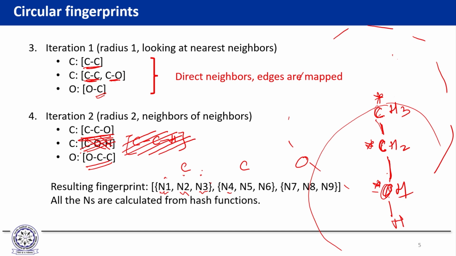So what is really happening? We are writing down the results or descriptors of every iteration in the form of a string. Now this string will become the input for the hash function, and that hash function is going to result in a numeric output. Those numeric outputs are what we call N1, N2, N3 for the first carbon, N4, N5, N6 for the second carbon, and so on. So all of these N values are going to be calculated from the hash function. And that's how we use circular fingerprints.